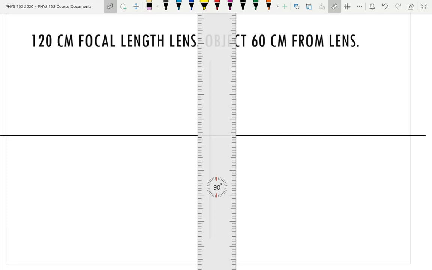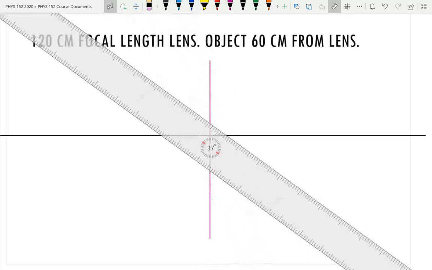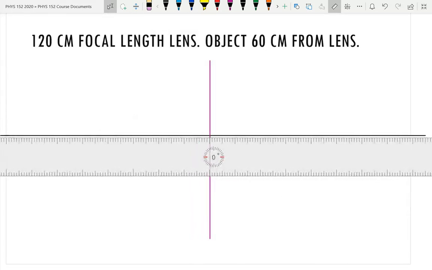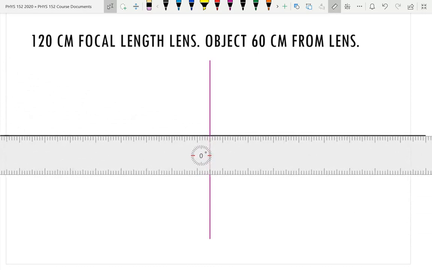And so I put a vertical lens and I put a horizontal principal axis. And now I need to say, okay, where is my focal point? So if it's 120 centimeters, I have to decide on a scale. So I'm going to make 120 centimeters. Let's see, 1, 2, 3, 4, 5, 6, 7, 8, 9, 10. So here is 12.